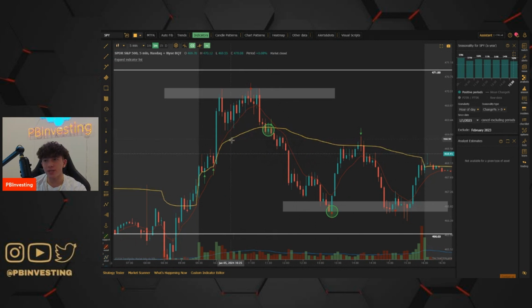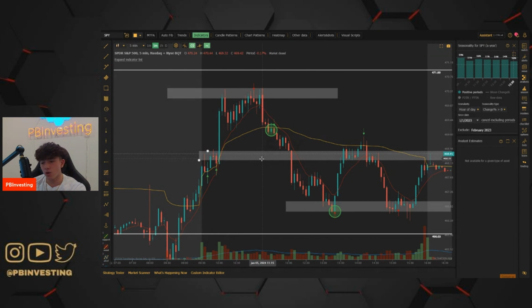So VWAP is this yellow line right here. I only use the middle band, so I took off the upper band and lower band. When I say I never buy puts over VWAP, that means while the stock is over, like here or anywhere here, anywhere above the yellow line, I do not buy puts. I will just get smashed. Look, I would lose all my money in this candle.